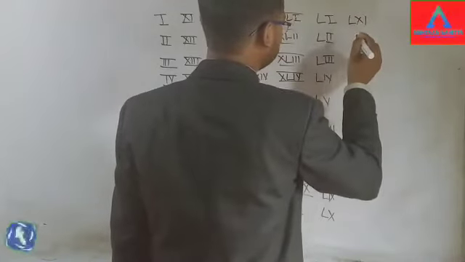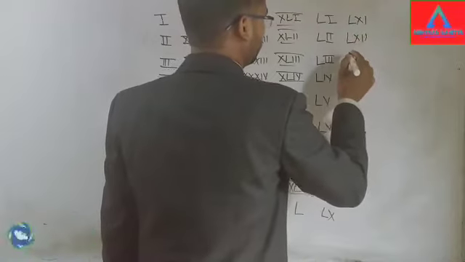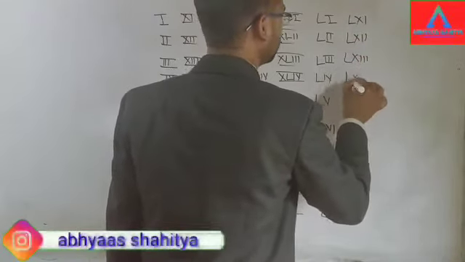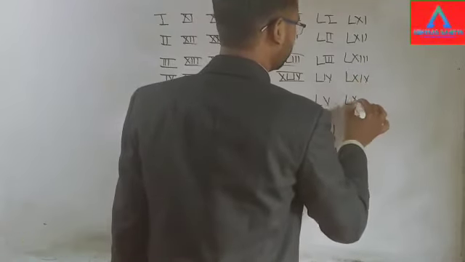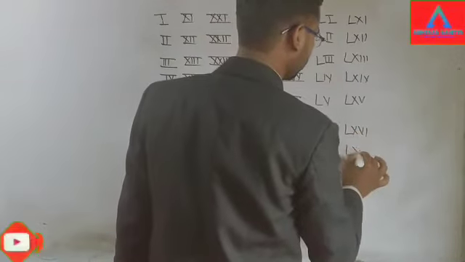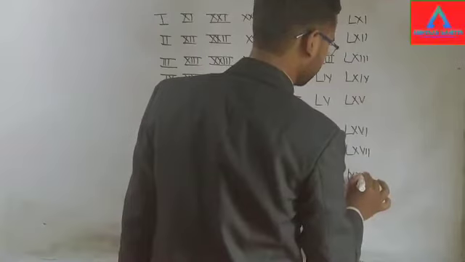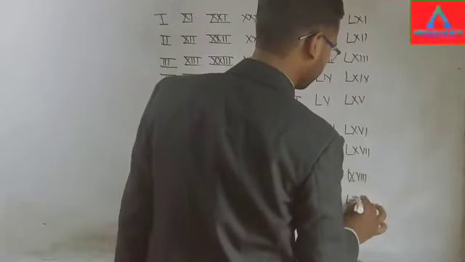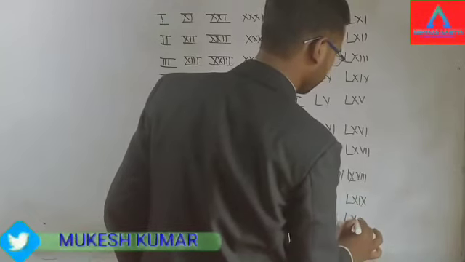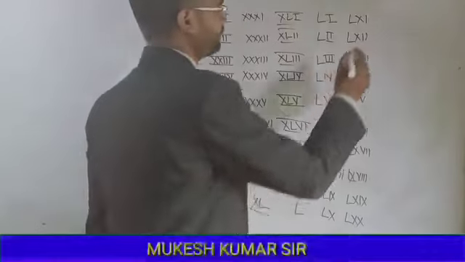LXI, that means 61, LXII 62, 63, 64, 65, 66, 67, 68, 69, 70 students. And next what will happen?